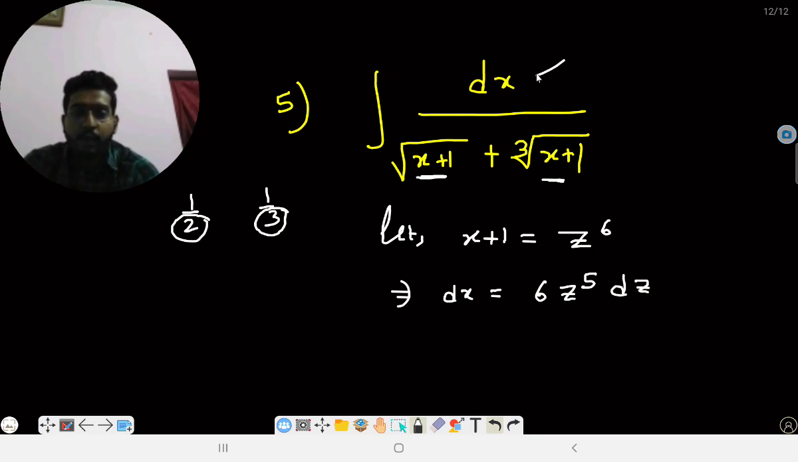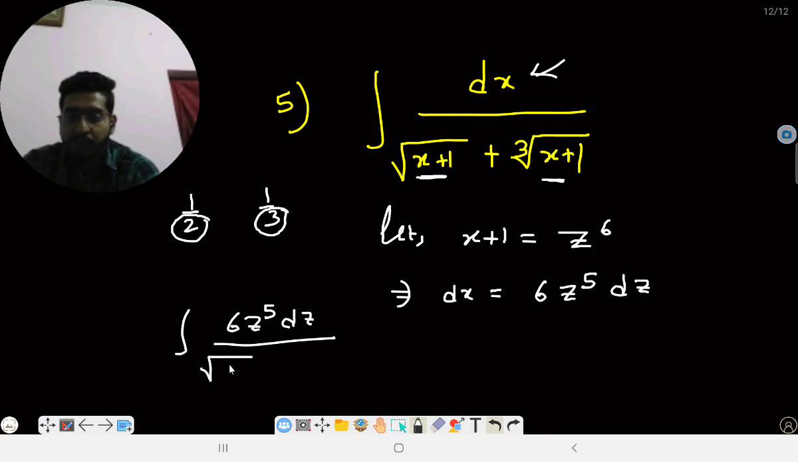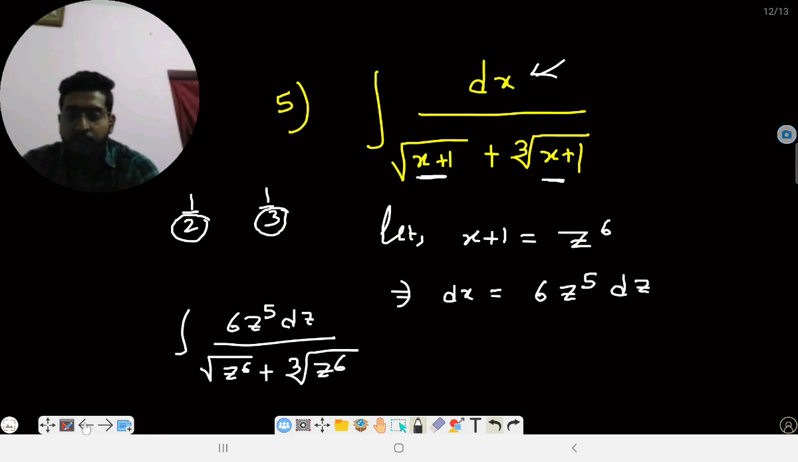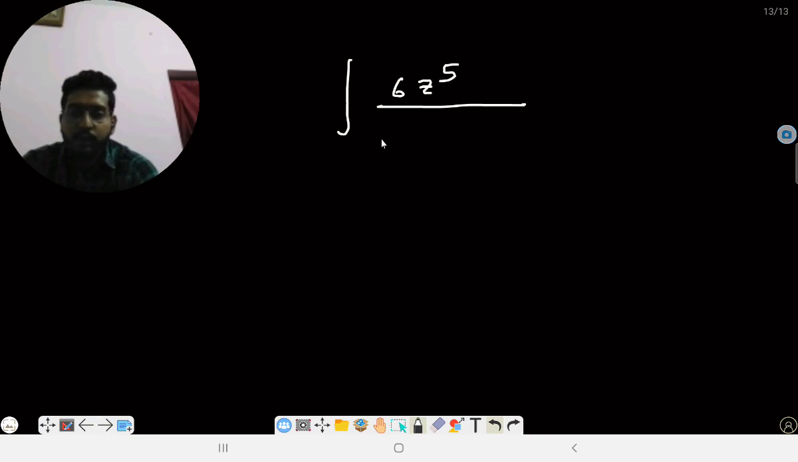Now substitute these values here. So it will become like this, 6z to the power 5 dz over root under of z to the power 6 plus cube root of z to the power 6, like this. Okay, so it will be integration of 6z to the power 5 divided by, first root under of z to the power 6, it will be z to the power 3, and cube root of z to the power 6, that will be z square, dz, like this.